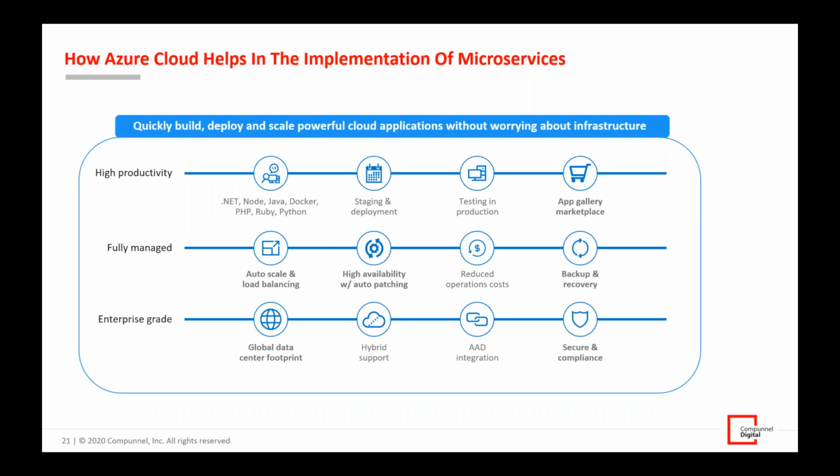So how does Azure Cloud help in the implementation of microservices? Quickly build, deploy, and scale powerful cloud applications without worrying about infrastructure. For example, your developers can get high productivity by using .NET, Node, Java, Docker, PHP, Ruby, Python, any of them. Staging and deployment environments can be created, and testing in production can be done.